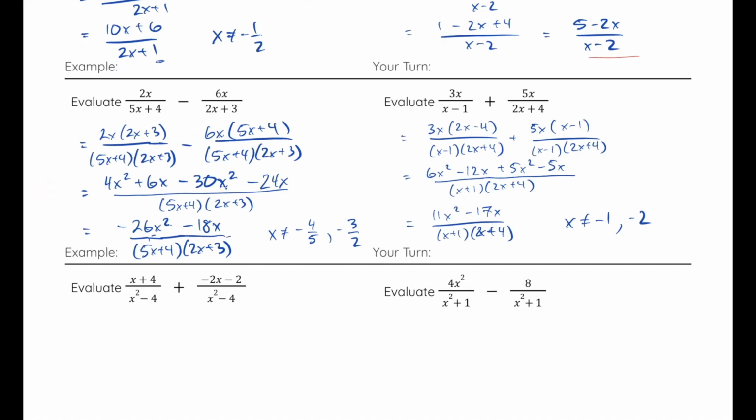So here we get 11x squared minus 17x over x plus 1 times 2x plus 4. And x cannot be equal to negative 1 or negative 2.